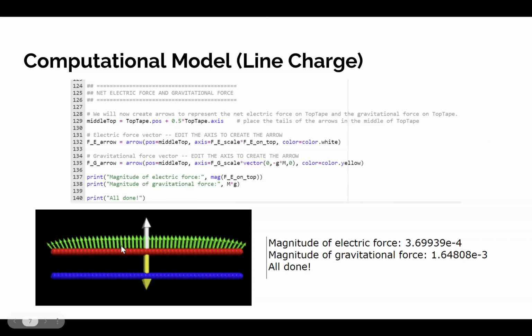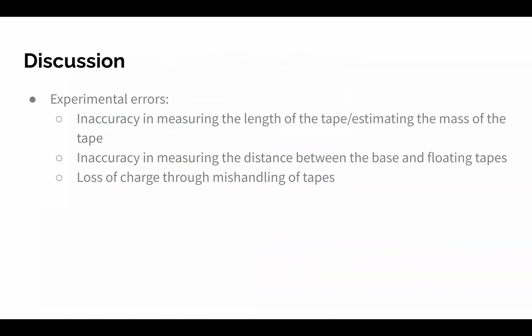So each of the green vectors represents the individual electric force vectors that the bottom tape exerts on the top tape. And then the white arrow is the net electric force, and the yellow arrow is gravitational force. And as you can see, they directly oppose each other, but the magnitude of the electric force is a little bit smaller than my gravitational force, which indicates that there may have been some sources of error. So some errors that I may have encountered are inaccuracy in measuring the length of the tape and the mass of the tape, as well as the distance between the two tapes, and encountering some loss of charge through mishandling the tapes.